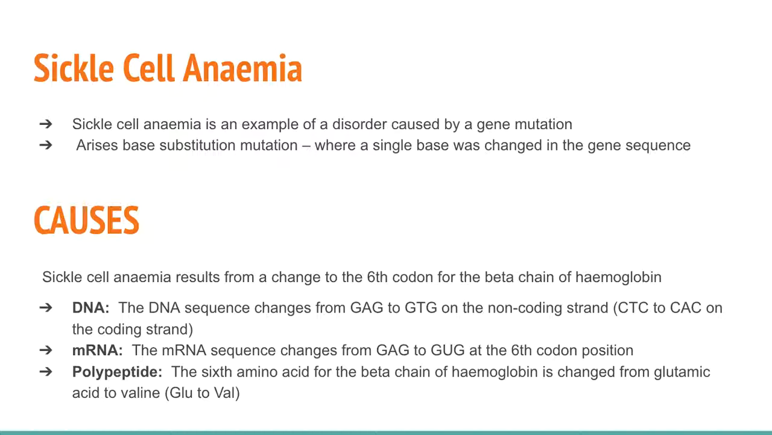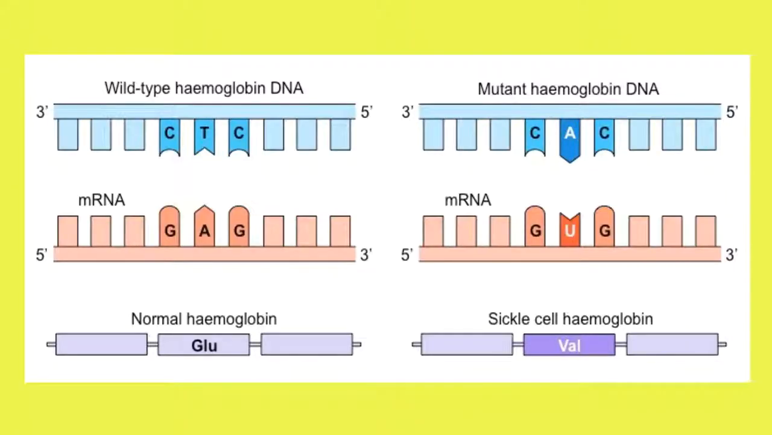And the next cause is polypeptide, where the 6th amino acid for the beta chain of hemoglobin is changed from glutamic acid to valine. So these are very important. They will get you the 3 marks. So this is just a visual aid for what I just said. So CTC to CAC, GAG to GUG, and glutamic acid to valine.